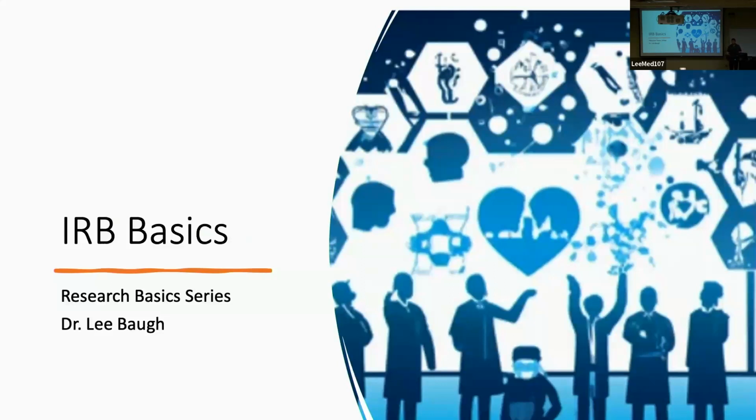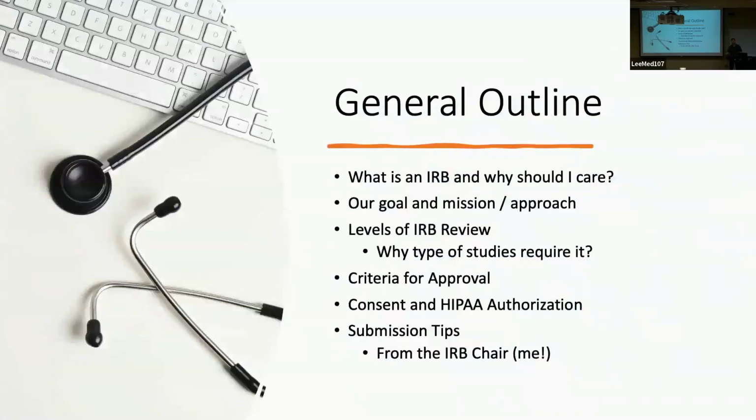So we're going to start off talking about what an IRB is and why you might care about what an IRB does. We're going to talk about the mission and the goal of the IRB and the approach that it takes. We're going to talk a little bit about levels of IRB review, including what types of studies require it. We're going to talk about the criteria for approval. We're going to talk a little bit about consent and HIPAA authorization. And then we're going to talk about some submission tips from the IRB chair that just so happens to be me.